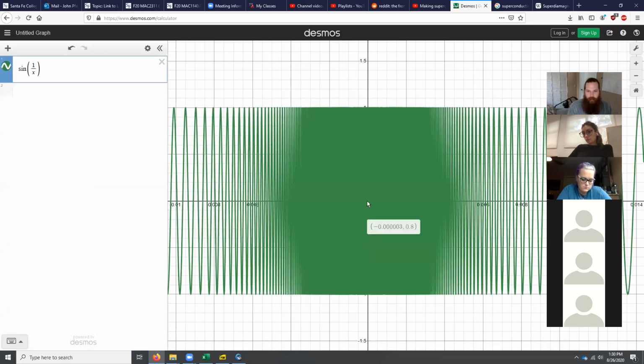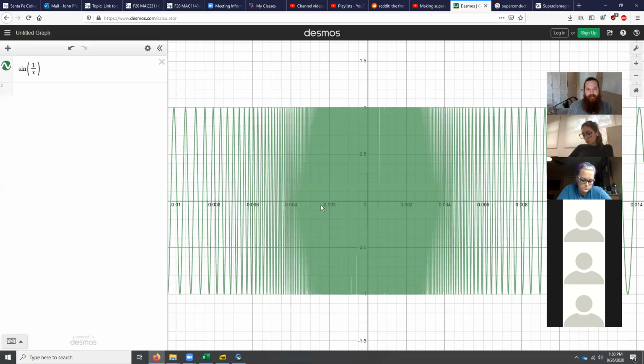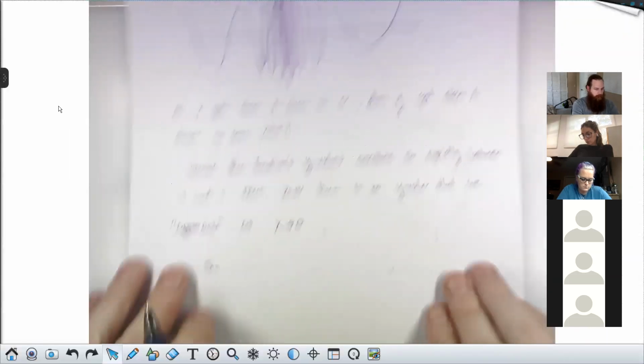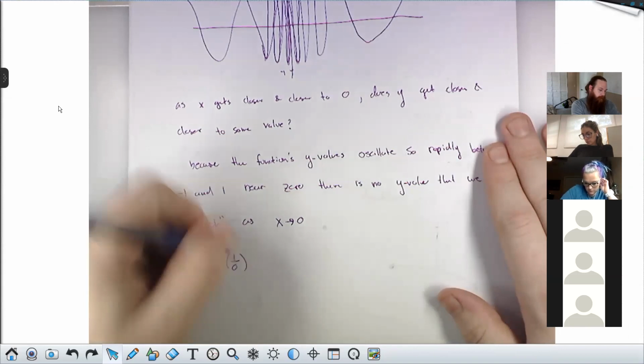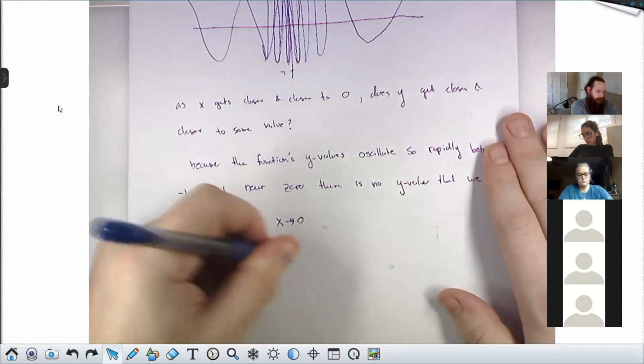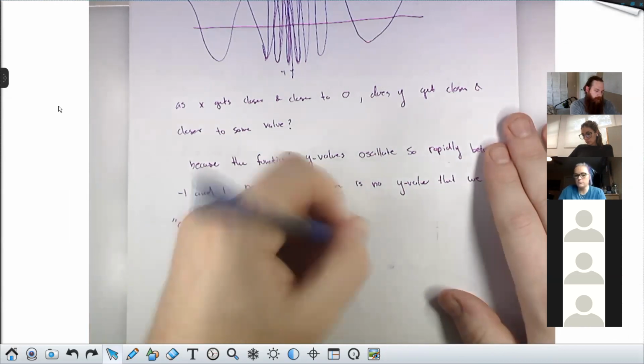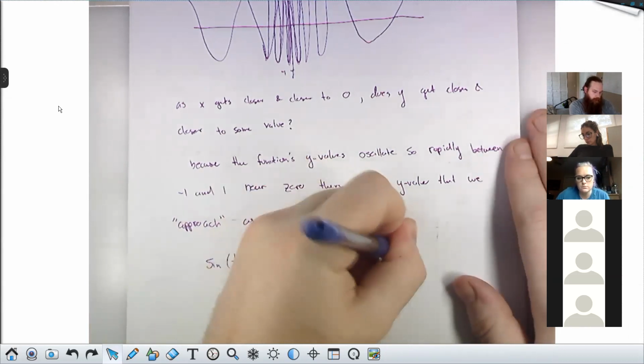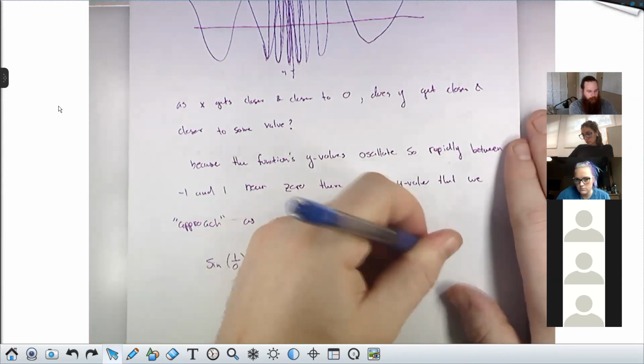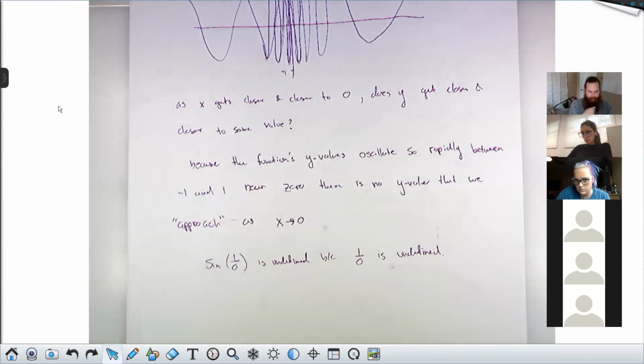Desmos is usually pretty good about letting you click around and actually locate the hole, and it'll say undefined, but because this graph is so dense, we can't actually do it here. There are ways to try to control for that, but I don't want to spend too much time here. Definitely sine of 1 over 0 is undefined because 1 over 0 is undefined. What if you had sine of 1 over 0.0001? That's what we're trying to get at.